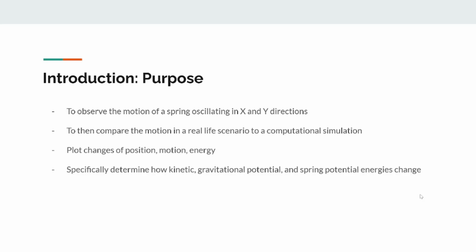So the purpose of this lab is to observe the motion of a spring oscillating in x and y directions, and then to compare this motion in a real-life scenario to a computational simulation. In this simulation, we'll also plot the changes in position, motion, and energy, and we'll specifically determine how kinetic, gravitational potential, and spring potential energies change during an object's motion, specifically a spring's motion.